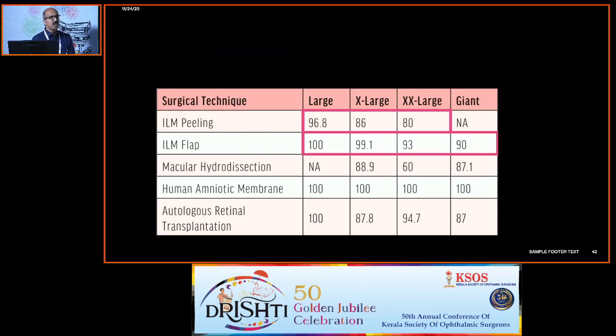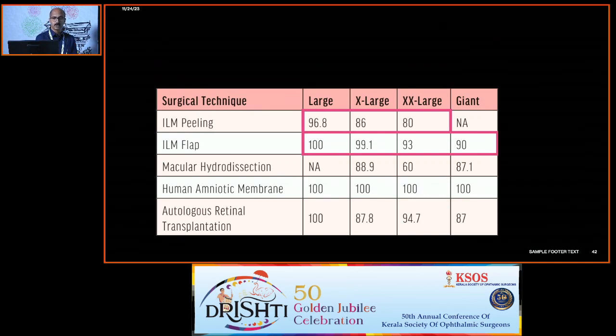So this is the surgical results of large macular holes, and the study clearly showed that when you use something to stuff the macular hole, definitely the success rate improves. Especially ILMs, macular hydrodissection, human amniotic membrane transplantation, or even an autologous retinal transplantation, all have improved the success rate of large macular hole surgeries.